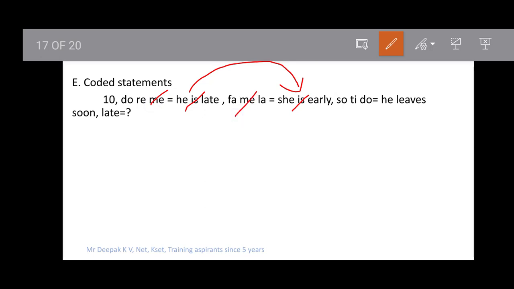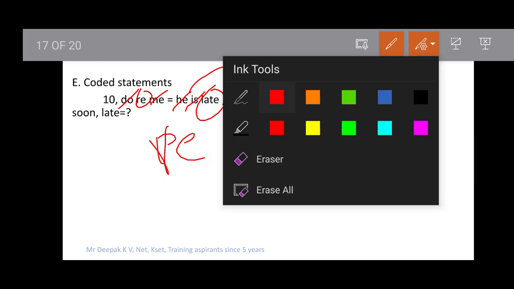And now I am comparing decode 1 with decode 3. The common word is "he", correct? So I am going to strike off "he" in both the sentences, and in the code "do" and "do" is common. So now what is left? "Re" is left, and "late" is left. So our answer is R E. The word "late" can be coded as R E.